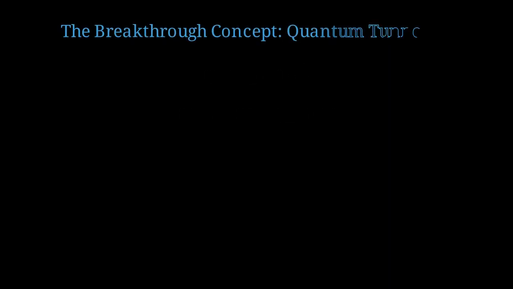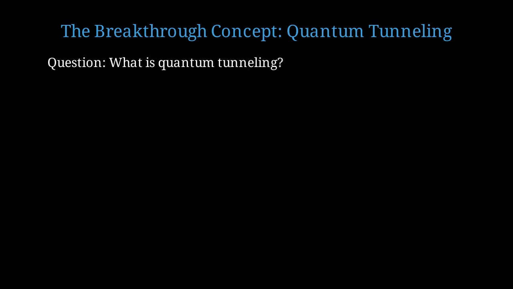Binnig and Rohrer had a brilliant insight. Instead of using light, they would exploit a quantum mechanical phenomenon called electron tunneling. What is quantum tunneling? In classical physics, a particle cannot pass through a barrier if it doesn't have enough energy. But in quantum mechanics, there's a probability that a particle can tunnel through a barrier, even without sufficient energy.